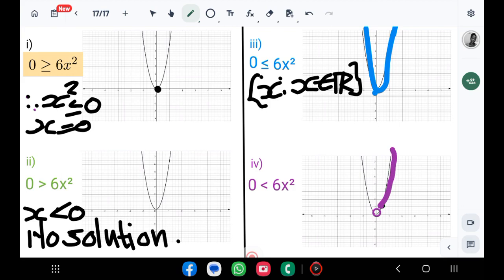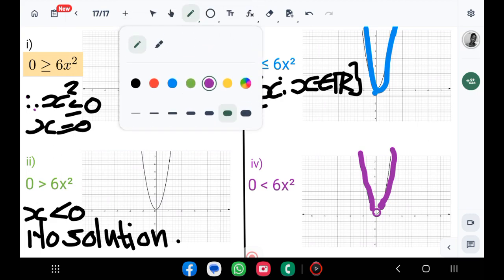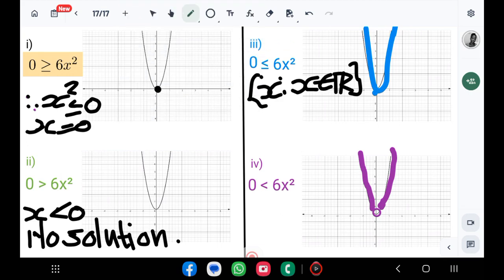Where else? Except for where x is 0. So everywhere else, that's how you present that in an inequality. Now, in a graph, how do you write that answer as an inequality? So basically, it's everything else.